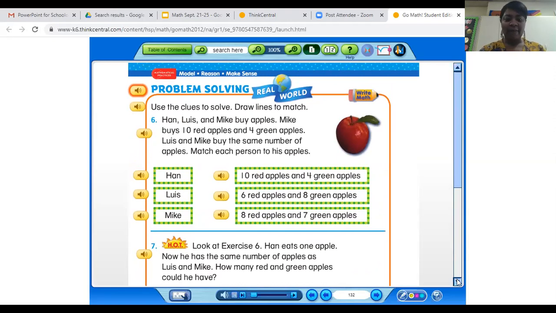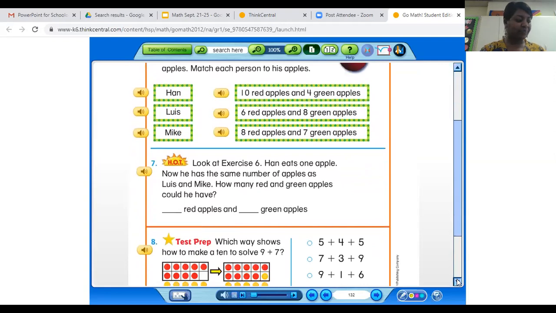Now let's look at the hot problem for number 7. Look at exercise 6. So we're going to look at the problem before. Han eats 1 apple. Now he has the same number of apples as Louis and Mike. How many red and green apples could he have? Okay, so the key word is could. So it could be a different combination of things, okay?